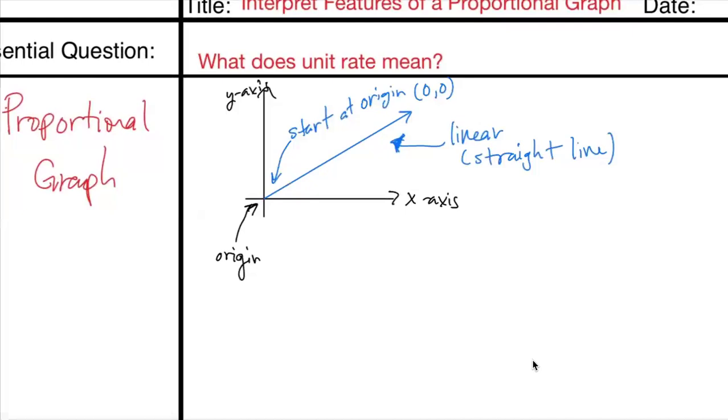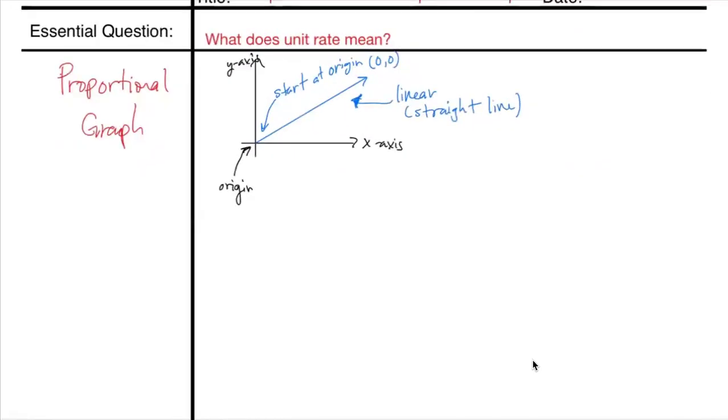So all the graphs that we're going to look at for this part of the unit are all going to be proportional. They're going to be straight lines, and they're going to start at the origin 0, 0. Eventually, we'll get to lines that don't start at 0, 0. But for right now, those are the only ones we're looking at.